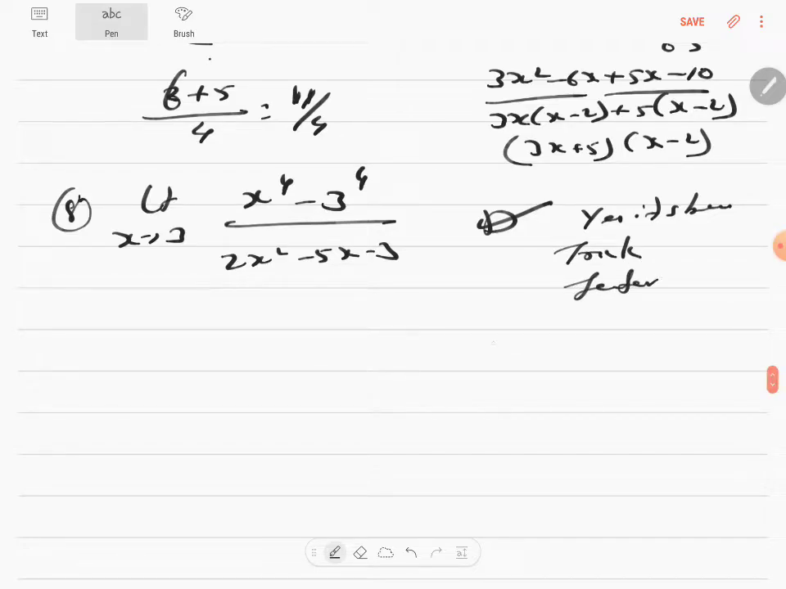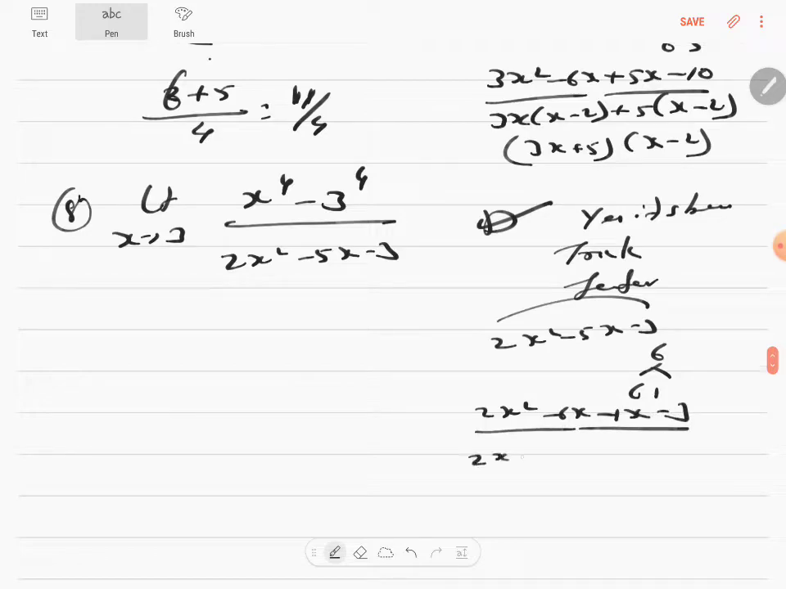Okay, how to factorize? For 2x square minus 5x minus 3: 3 times 2 is 6, 6 times 1 is 6, so 2x square minus 6x minus 1x minus 3, 2x into x minus 3 plus 1 minus 1 into x. It's not coming, so you have to use something else. 3 times 2 is 6, so 2x square minus 3x minus 2x minus 3. Will it come? No, this also will not come.